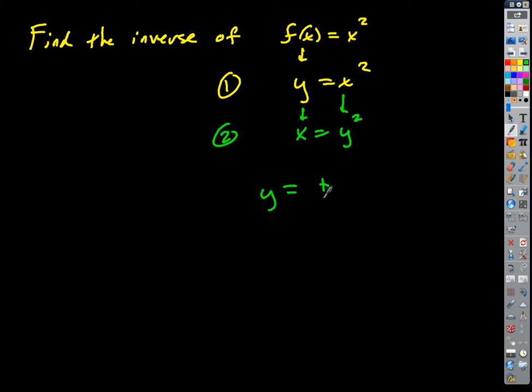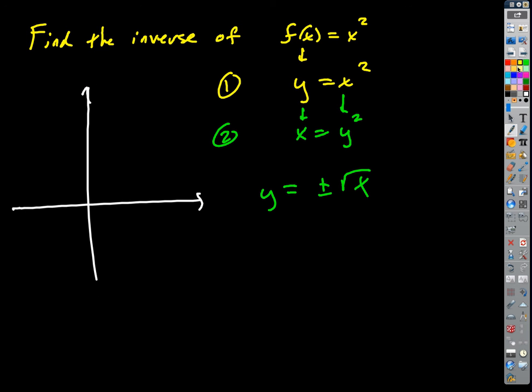Plus or minus square root of x. Okay, so there's a problem there, right? I get two answers for this. Now, if we look at the graphs, this tells us something important. So it's like a sideways parabola.